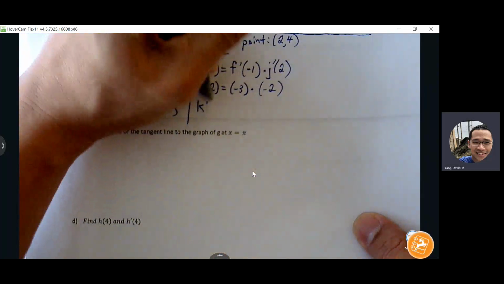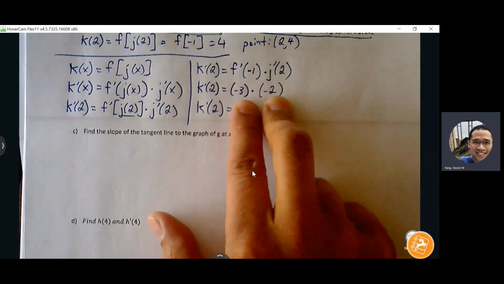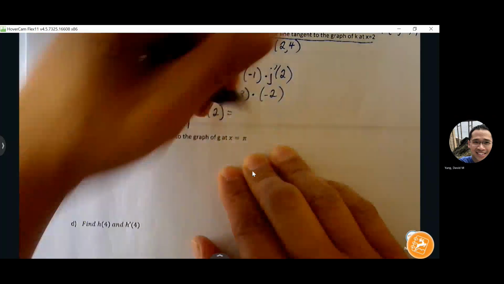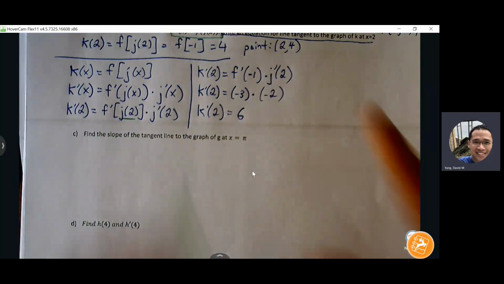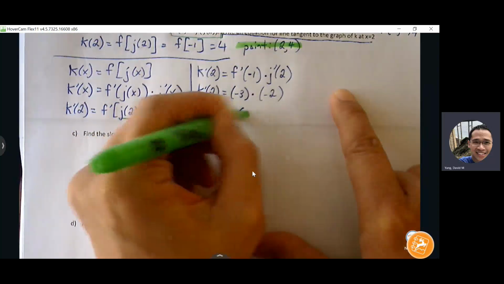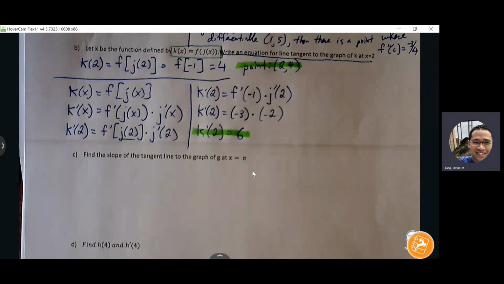So all this is going to get us to the slope that we want for k prime of 2. k prime of 2 equals what? 6. So there we have it. We have the information needed for us to create our tangent line equation. We have our ordered pair. We have our slope. Now point slope.